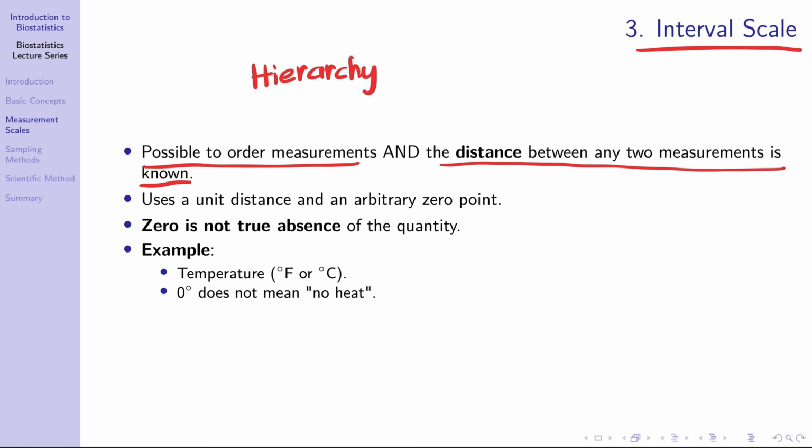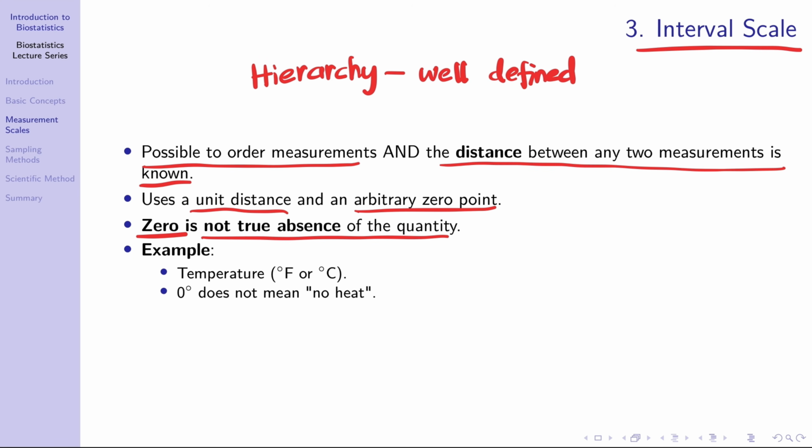So the hierarchy is well defined. Because the hierarchy is well defined, we can say that the distance between any two measurements is always known, and this uses a unit distance and an arbitrary 0 point. Here the 0 is not the true absence of the quantity, but rather a value on the scale. Things like temperature, for example, degrees Fahrenheit or degrees centigrade. 0 degrees centigrade does not mean that there's no heat. It generally means that it's a value on the scale of a measurement.